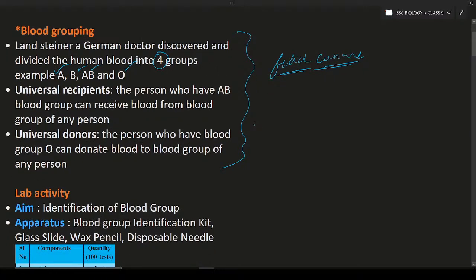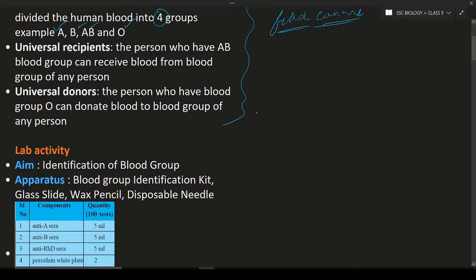We have also discussed universal recipients and universal donors. A universal recipient is a person who has the AB blood group. A person with the AB blood group can receive blood from any group, from a person having any blood group. This is the reason they can accept blood from any person, so they are known as universal recipients. Persons who are able to donate blood to any person are known as universal donors.